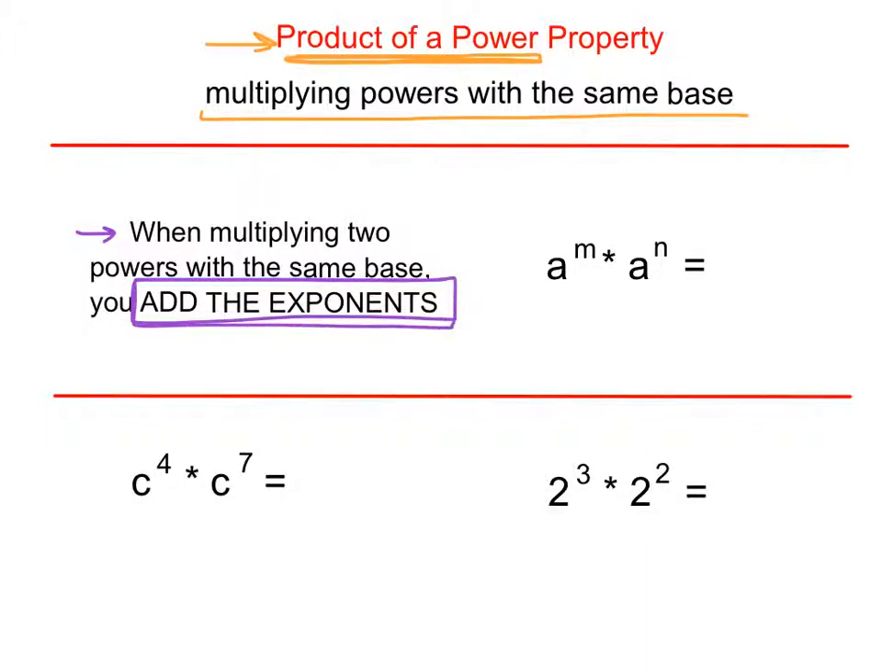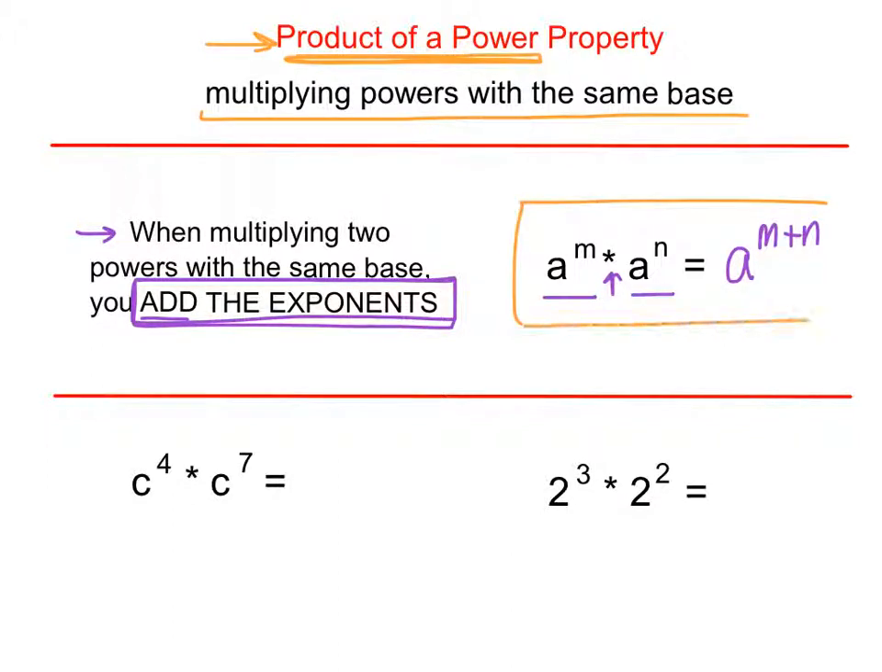And so if we are going to add the exponents, the generic example, a to the m times a to the n would equal our base a, and then we would add our exponents, m plus n. This right here is the product of a power property where we add our exponents. So looking at our 2 examples on the bottom, c to the 4th times c to the 7th. If we have 2 things with the same base, you add the exponents. So we have c to the 11th.